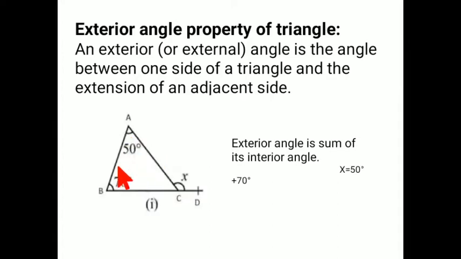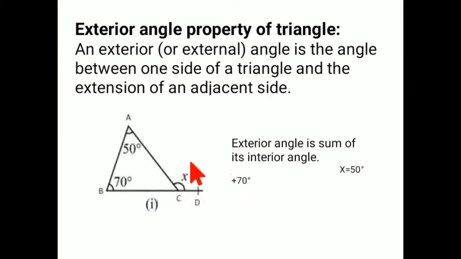So you can see in this triangle, 50 and 70 are inside the triangle, so they are interior angles. In case of parallel lines, you saw in lines and angles that interior angles are inside the parallel lines, exterior are outside the parallel lines. Similarly, the exterior angle here is this X, which is outside of the triangle. Whatever angle will be outside of the triangle will be an exterior angle. So that is the exterior angle. Now what is this exterior angle property?